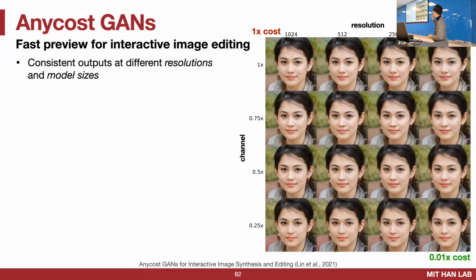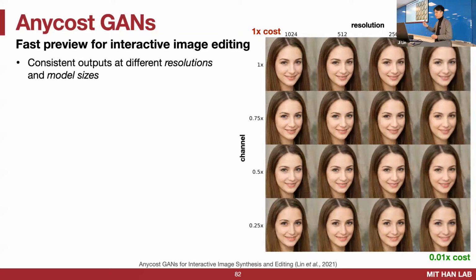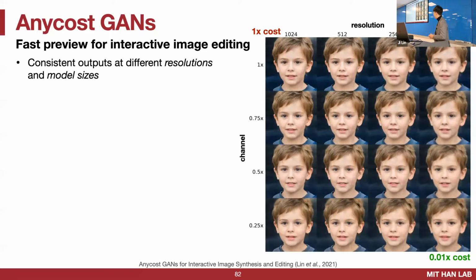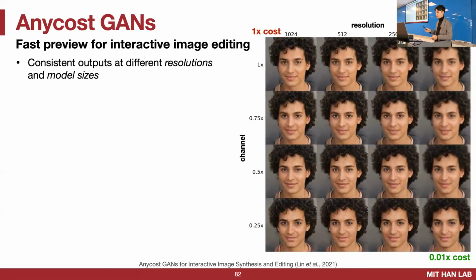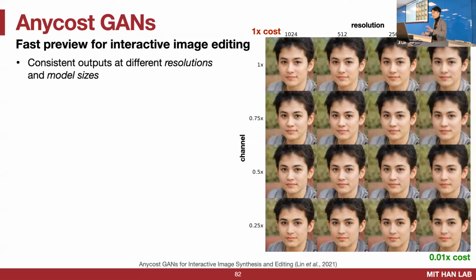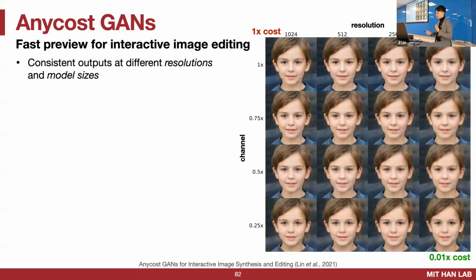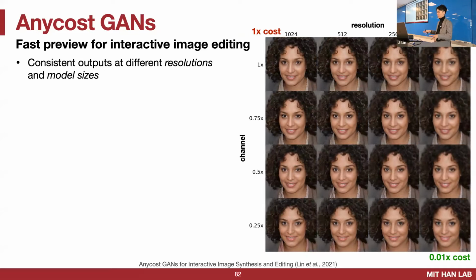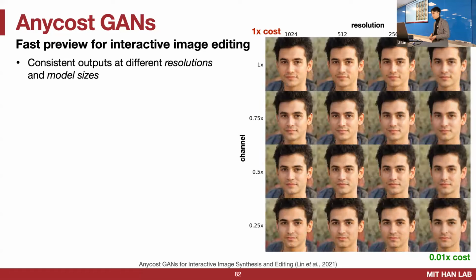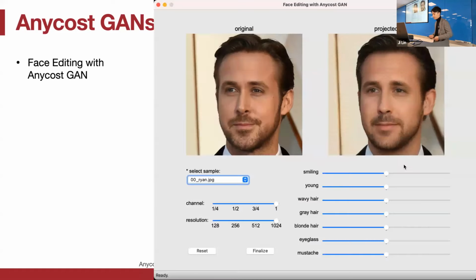So at different resolutions on the x-axis and different channel numbers on the vertical axis. From the upper left to the lower right, we are seeing a 100 times gap in terms of compute, but they are still providing visually similar outputs.